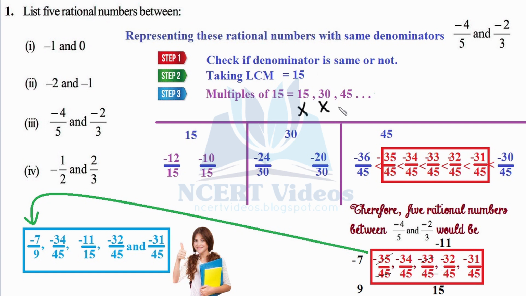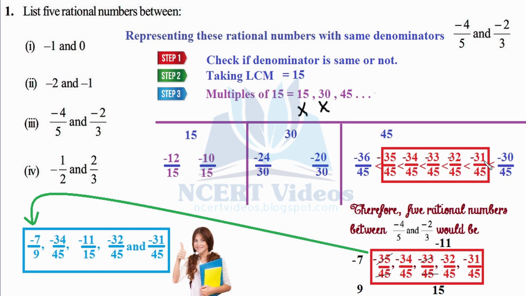Now, third multiple. 15 ones are 15, 15 twos are 30, 15 3s are 45. Now we will consider 45. Now again, repeating the same process. 5 times how much is 45? Well, 5 9s are 45. So 9 4s are 36. Again, negative sign consideration. Now for this rational number, 3 15s are 45, 15 2s are 30.